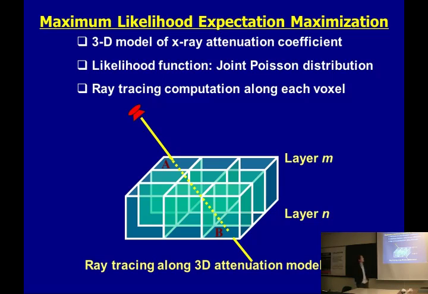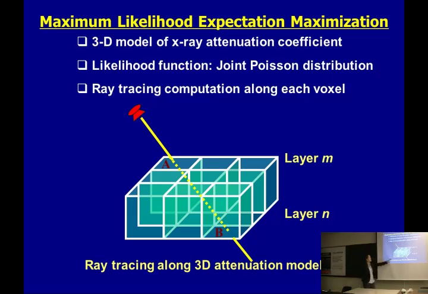So another one is called maximum likelihood expectation maximization, MLEM. This algorithm was originally used in PET, positron emission tomography. It's another nuclear medicine technique in the medical imaging field. And Harvard University applied this one to breast tomosynthesis imaging a few years ago. So this method is basically iterative.